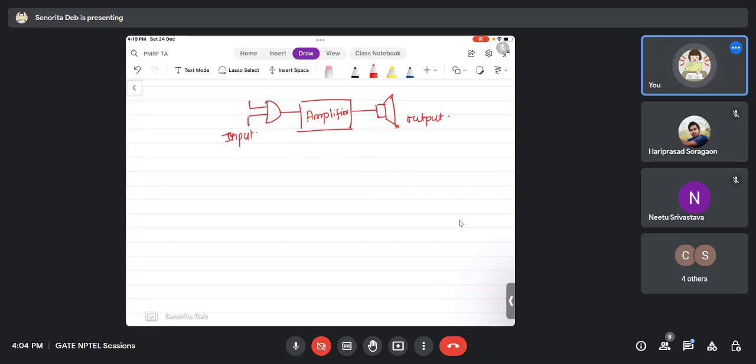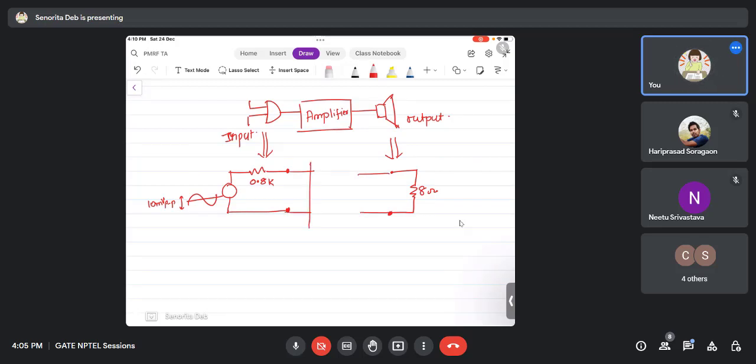Okay. Now the question says that the microphone can be modeled as a 10 millivolt peak to peak signal with a 0.8k resistance. This is the model of the microphone. And the model of the speaker is a normal 8 ohm resistance. This is what the speaker is. Now it is saying that in between the amplifier is there.